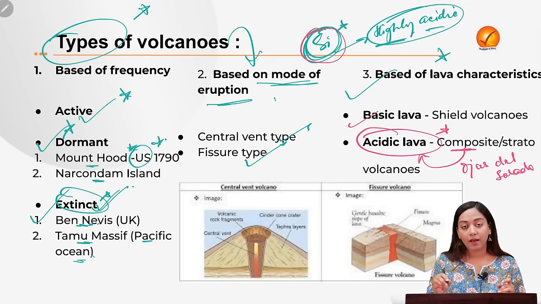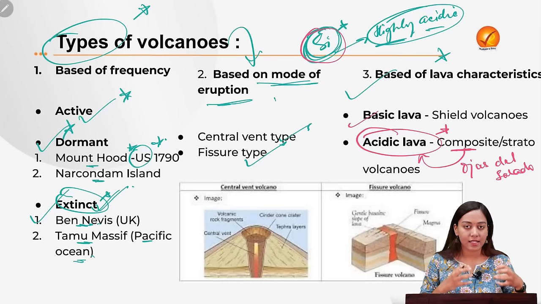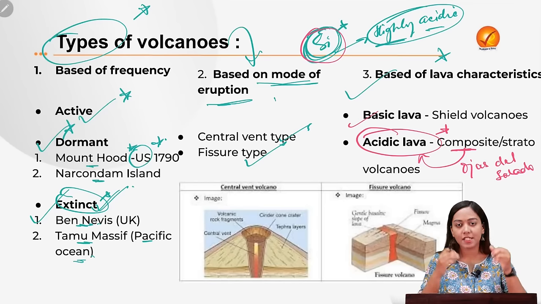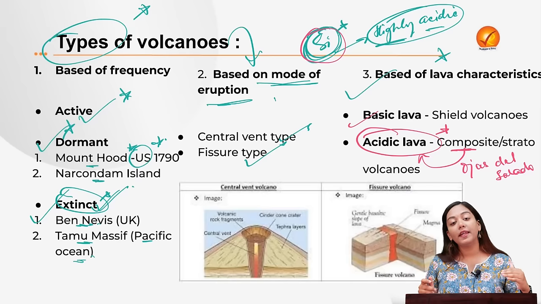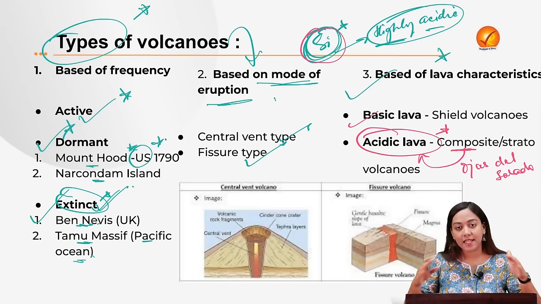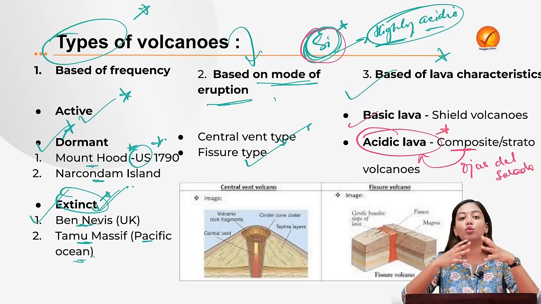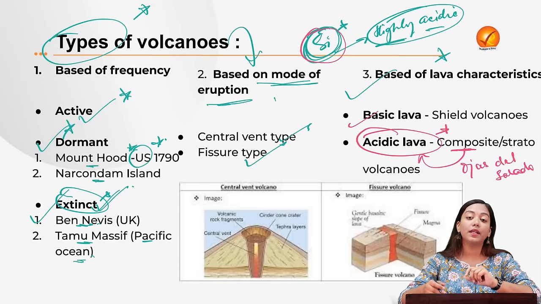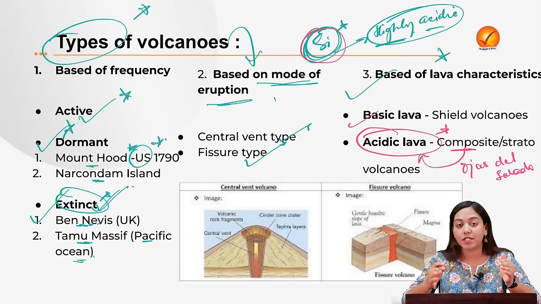Then comes basic lava. Basic lava is where the silica content is less. Naturally, viscosity is less. It is very, very flowy. So it's not very good in height, but it is very extensive, which means the lava will flow to great extents. Therefore, it will give rise to one of the largest, not the tallest, but the largest volcanoes.